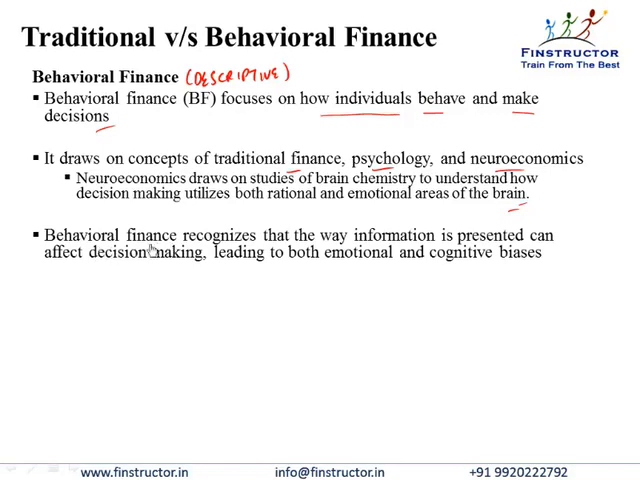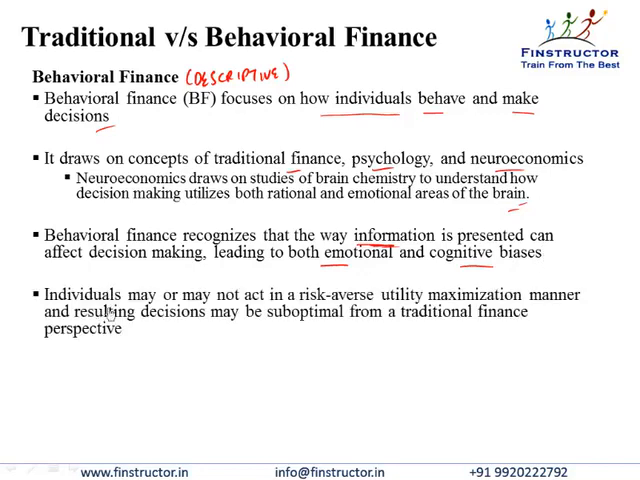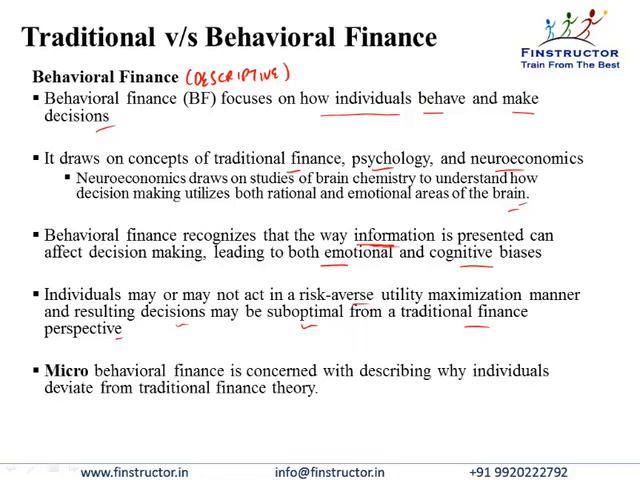Now, behavioral finance further recognizes that the same information can be evaluated differently based on the way it is presented and the way my state of mind is when that information is presented. So this can lead to emotional as well as cognitive biases that we'll study in the next review. Behavioral finance argues that investors or individuals may or may not act in a risk-averse manner. So decisions may be made in a risk-seeking manner at times, as we'll see, or decisions may be suboptimal many a times from a traditional finance perspective.